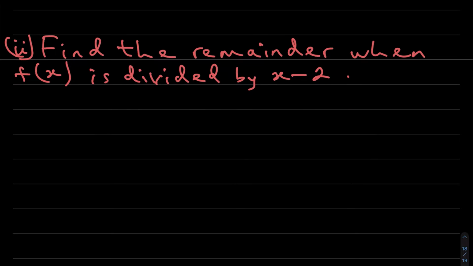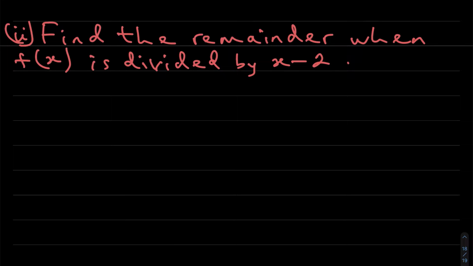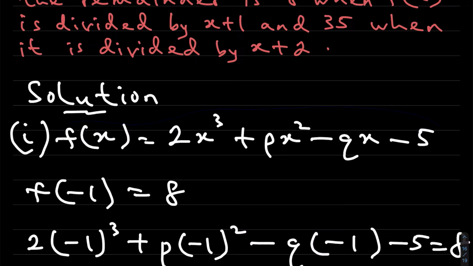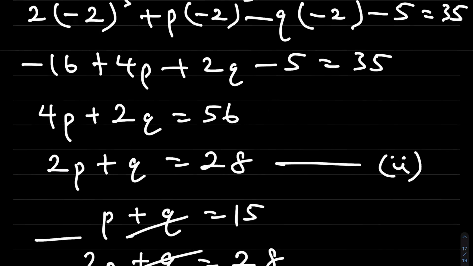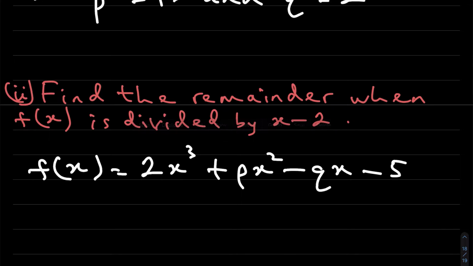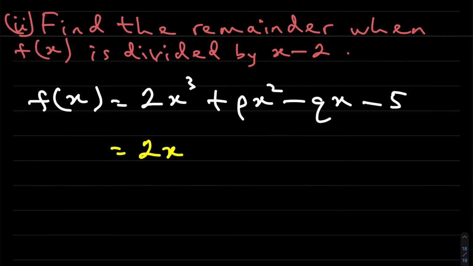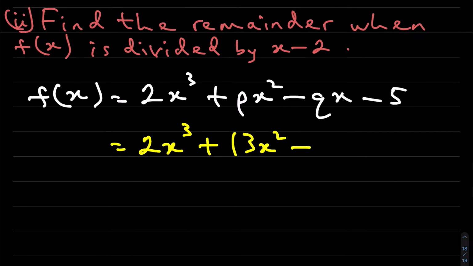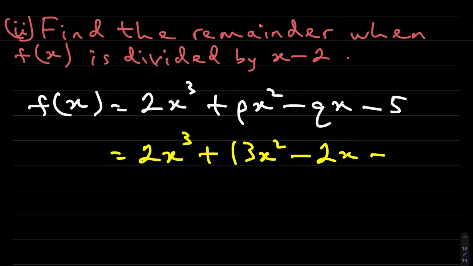Now to Roman figure 2. Find the remainder when f of x is divided by x minus 2. Now that I know p and q, I can state f of x completely. I can write it in full by substituting the values of p and q. F of x is equal to 2x cubed plus p, which is 13, so plus 13x squared minus q, which is 2, so minus 2x minus 5. This is f of x in full.